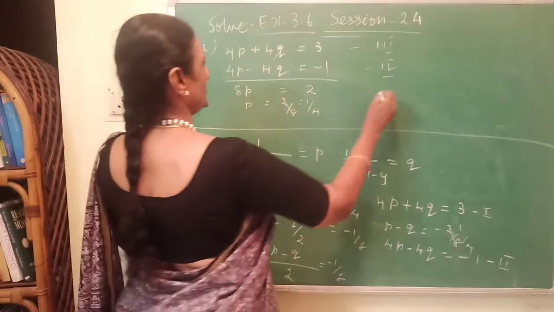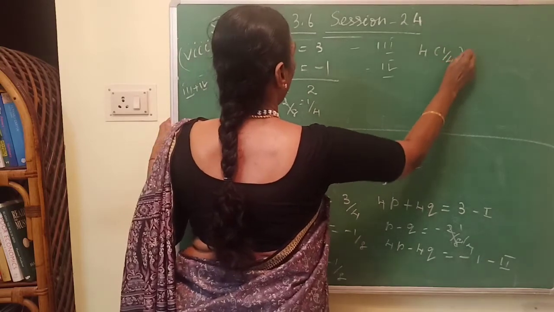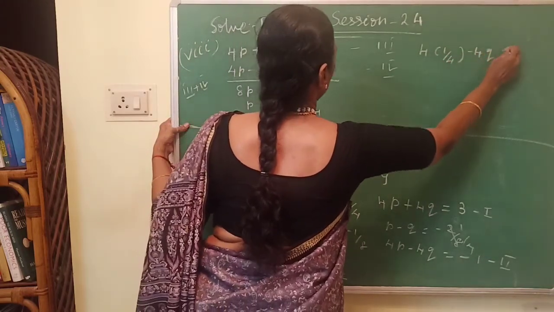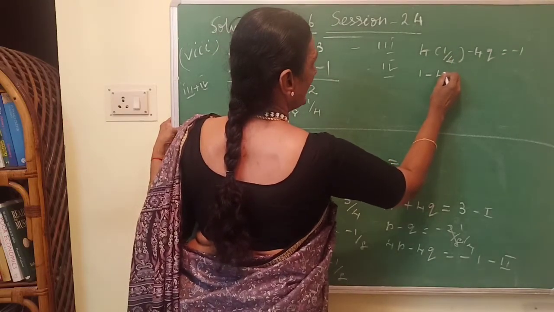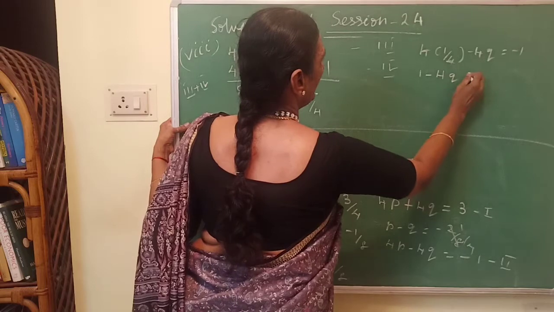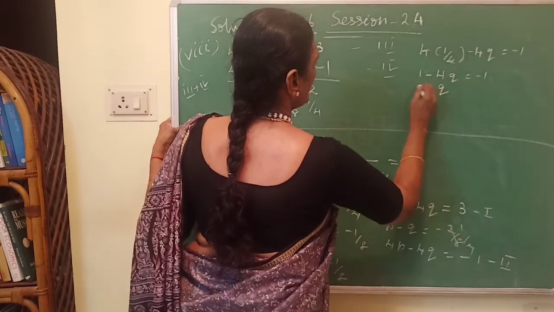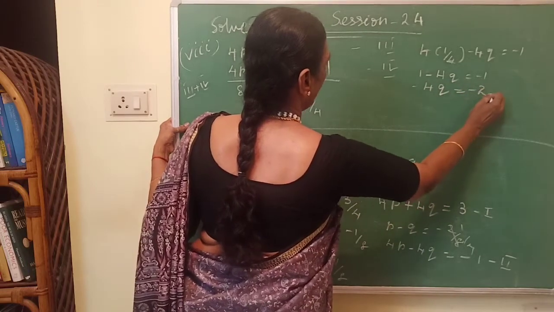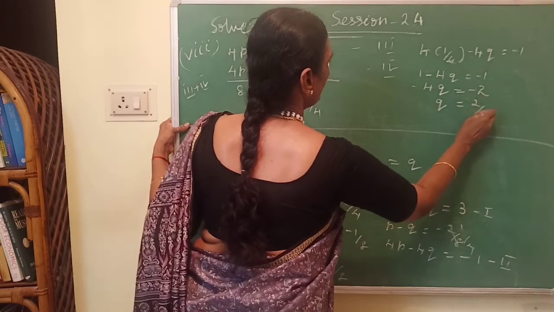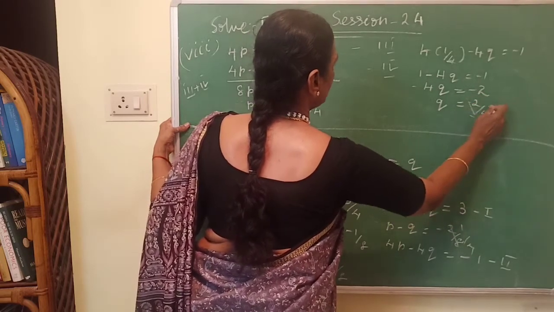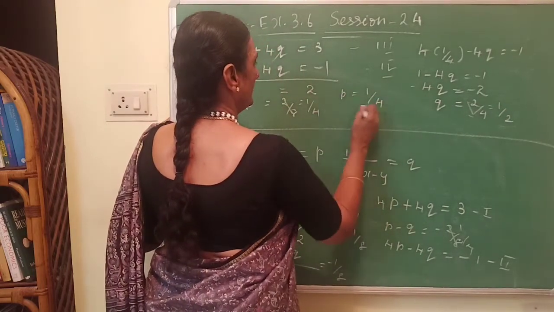If you substitute, you will get 4 into 1 by 4 minus 4Q is equal to minus 1. 4 will get cancelled. So you will get 1 minus 4Q is equal to minus 1. This 1 goes to the other side. So minus 4Q is equal to minus 2. Therefore Q is equal to 2 by 4. The negative signs get cancelled. You will get half. So we have got P is equal to 1 by 4.